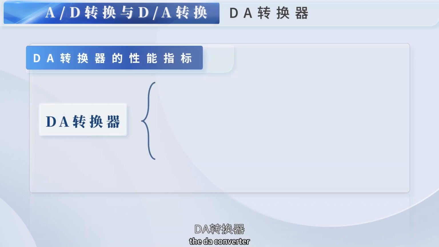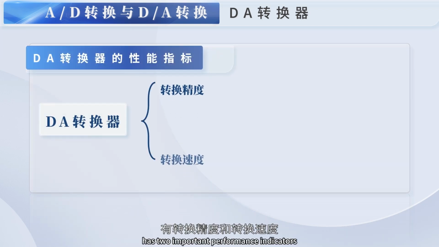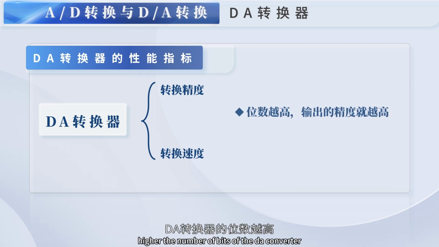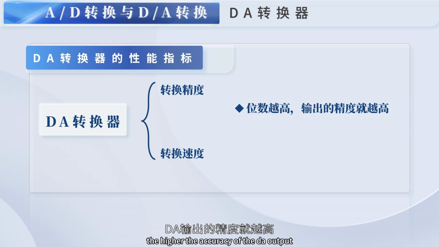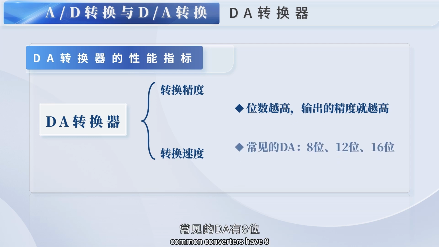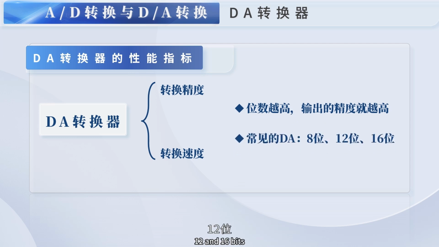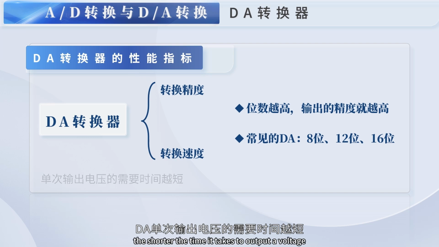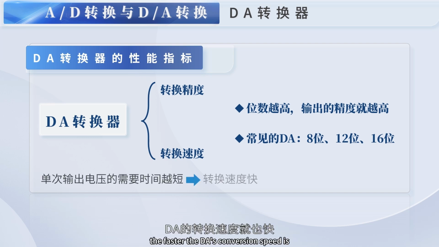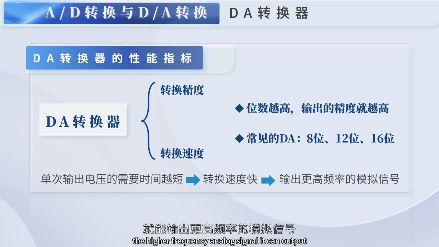The DA converter has two important performance indicators: conversion accuracy and conversion speed. The higher the number of bits of the DA converter, the higher the accuracy of the DA output. Common converters have 8, 12, and 16 bits. The shorter the time it takes to output a voltage, the faster the DA's conversion speed is, and the higher frequency analog signal it can output.